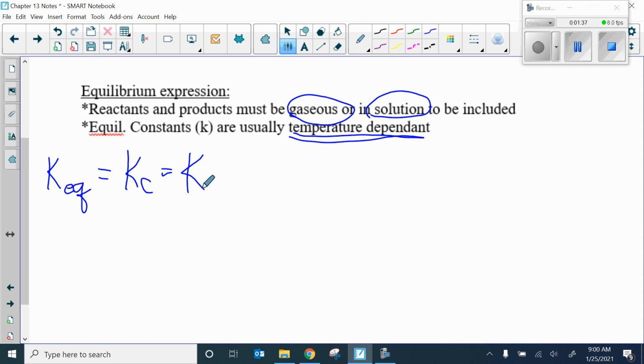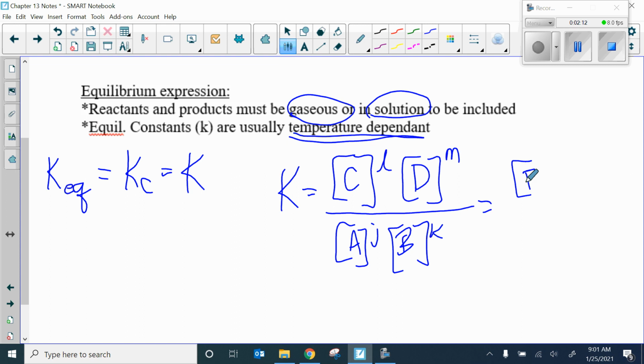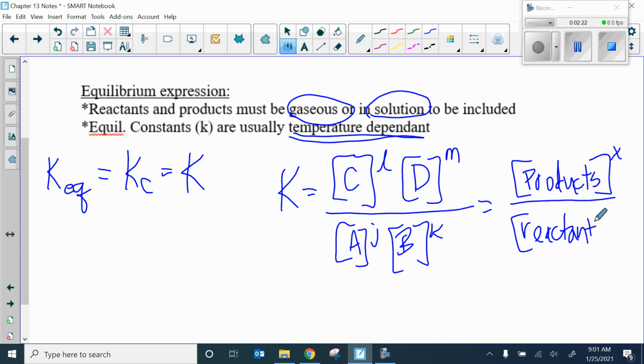Our law of mass action says, whichever way you're going to write your equilibrium constant, K is equal to the concentration of our products, so C, if I use my equation from above, raised to the L power, concentration of D raised to the coefficient, the M power, all over my reactants: concentration of A raised to the J power, concentration of B raised to the K power. You're going to hear me say a lot that it is actually the concentration of our products raised to the coefficients over our concentration of our reactants raised to their coefficients. This is going to be our law of mass action.